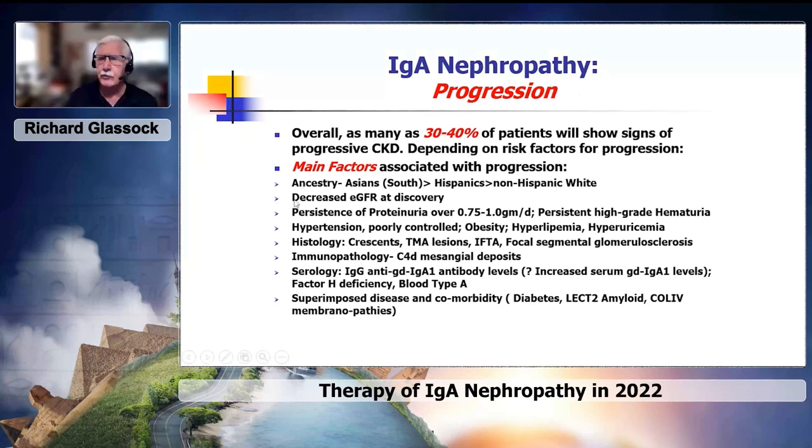I don't have the time to go into each and every one of these in detail, but they each make a contribution to the risk of progression, and they need to be taken into consideration in making decisions about treatment. So I would urge you to keep these topics in mind when you see a patient with IgA nephropathy, because they are likely to contribute to how you decide to manage the patient.